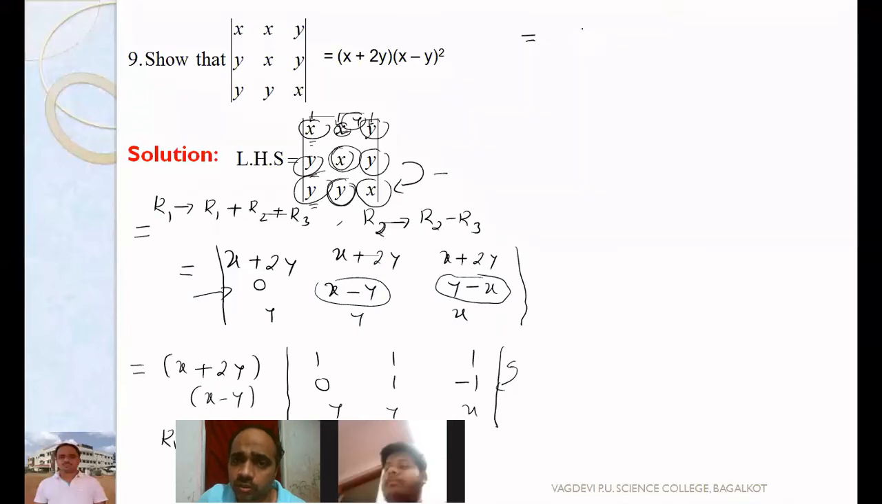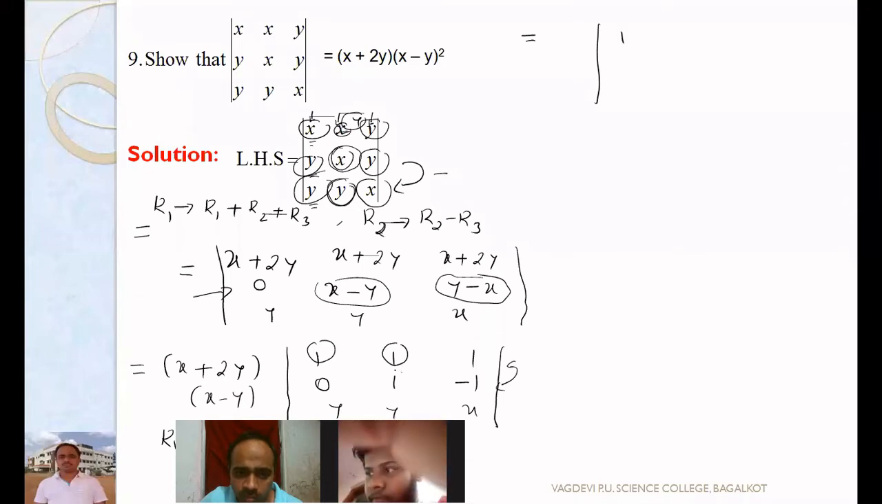So what will be the answer here? I get R1 minus R2. So what is R1 here? This is 1 and this is 0. So 1 minus 0 is 1. And next, 1 minus 1. R1 minus R2. This is R1, this is R2, I'm subtracting. R1 minus R2 means 1 minus 0, 1. Then 1 minus 1 will be 0.